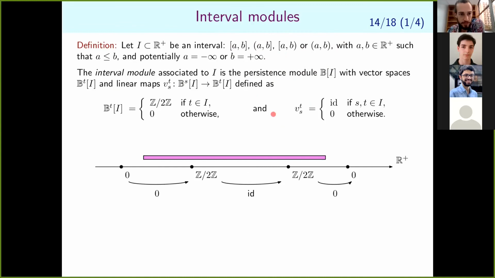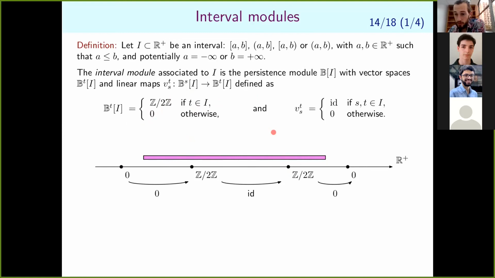I will say that the vector spaces are the following. If t is in the interval I, I take the vector space Z over 2Z, the one-dimensional vector space. And if t is not in the interval, I will take zero, the zero vector space. So you should see your persistence module like that: you have the interval I, and above every point of the interval, you put Z over 2Z. And when you are outside of the interval, you put zero.